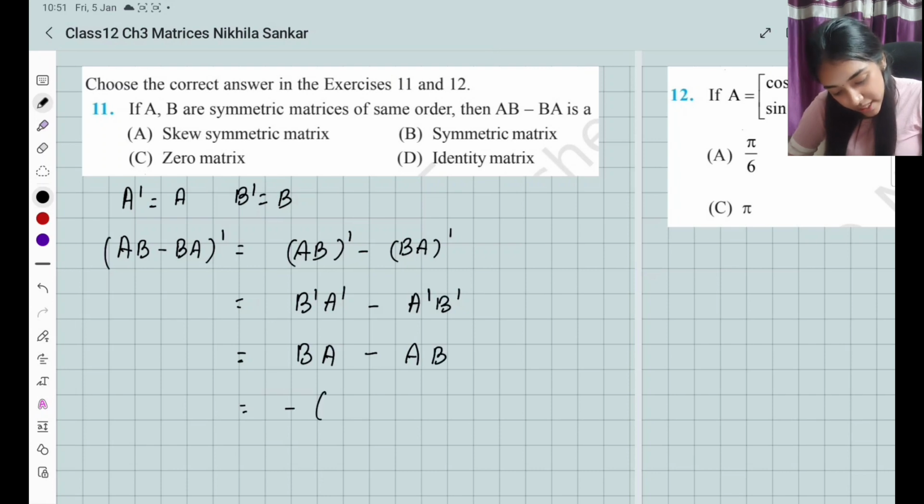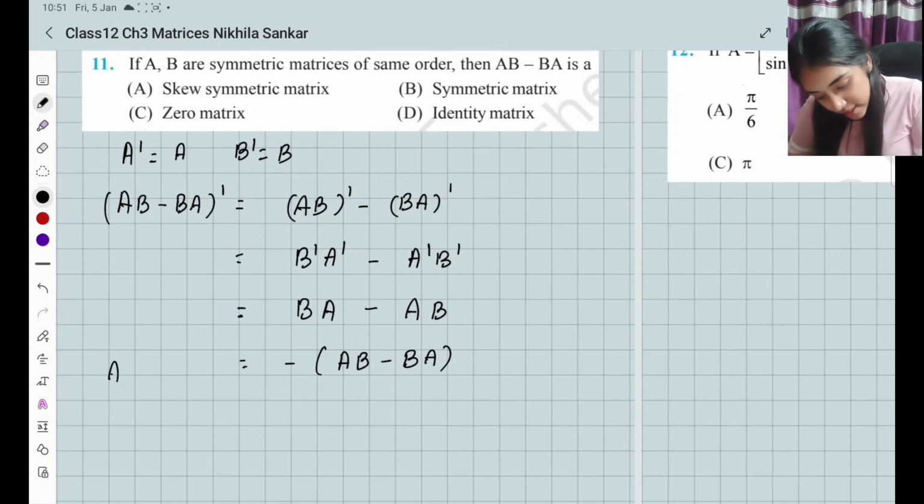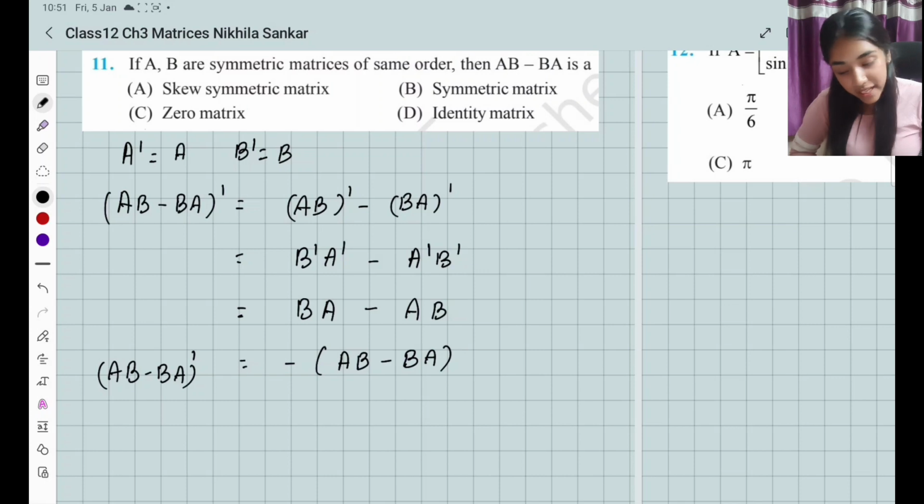So இதில minus வெளியில எடுத்தா I have AB minus BA. So இதில என்ன தெரியுது? I have AB minus BA. The whole transpose is going to be the negative of that. For example, C transpose is going to be minus C.